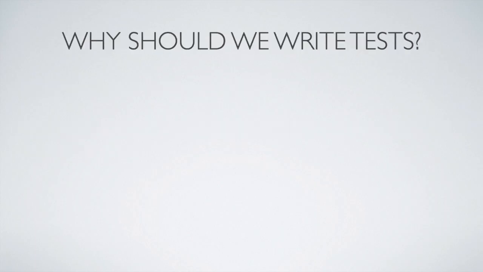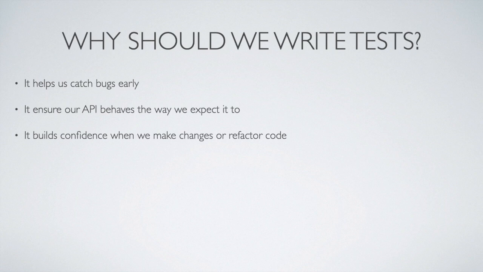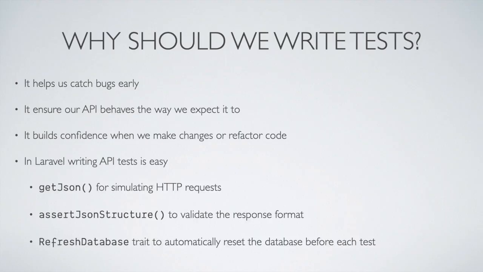So, why should we write tests? Writing tests helps us catch bugs early and ensure our API behaves the way we expect it to. It also builds confidence when we make changes or refactor code because our tests will tell us if we broke something. In Laravel, writing API tests is surprisingly easy and powerful. Laravel gives us tools like getJson for simulating HTTP requests, assertJsonStructure to validate the response format, and RefreshDatabase to automatically reset the database before each test.